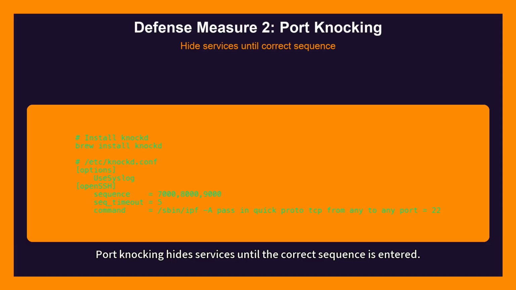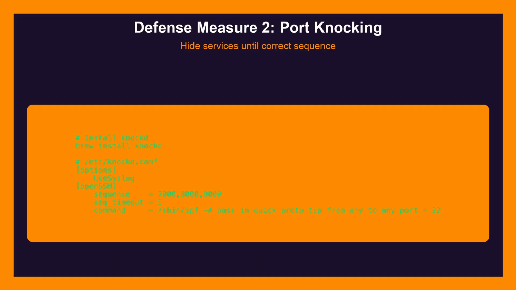Port knocking hides services until the correct sequence is entered. Install knock using Homebrew. Configure the knock configuration file with your knock sequence. For example, the sequence 7000, 8000, 9000 opens port 22 for SSH.